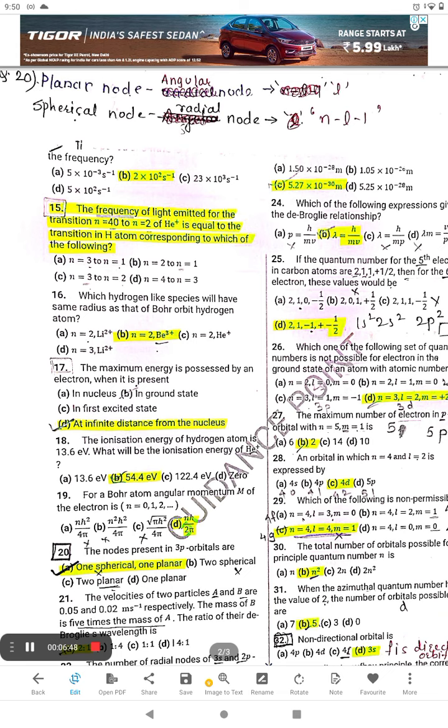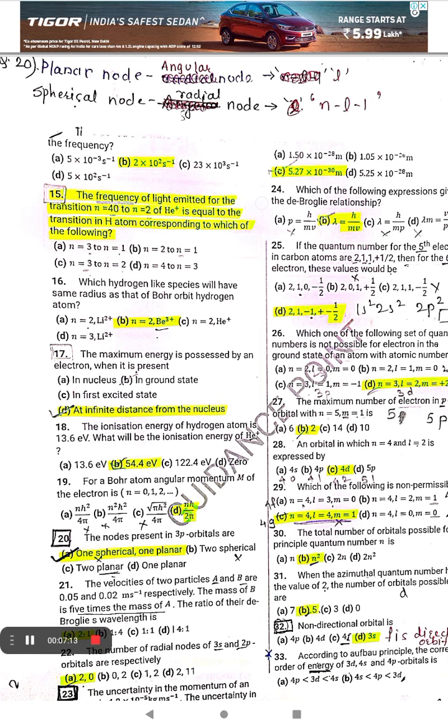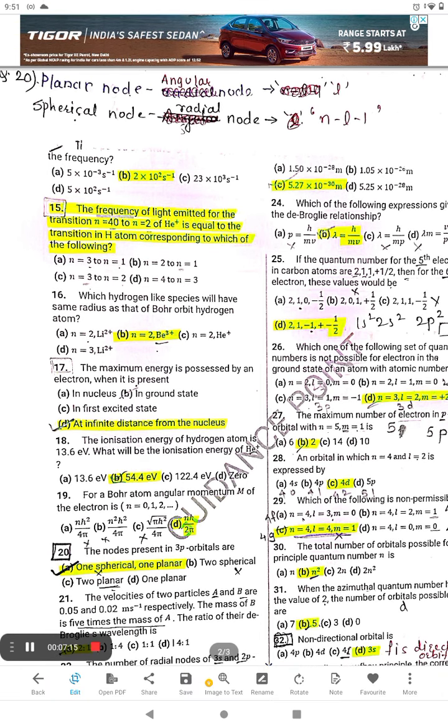There are two types of node, angular node and radial node. Planar node is called the angular node, which is represented by L, the azimuthal quantum number. Spherical node is the radial node, which is represented as n minus L minus 1.